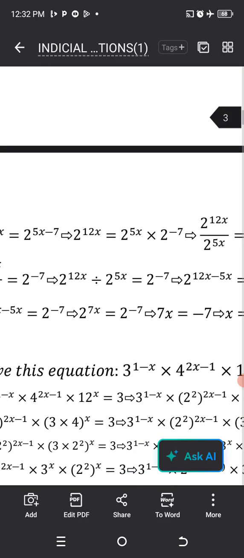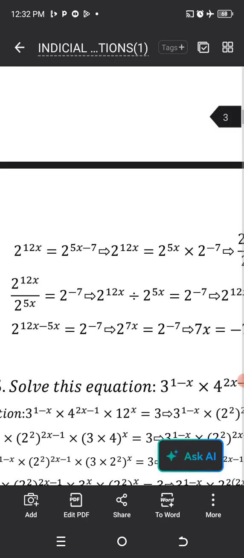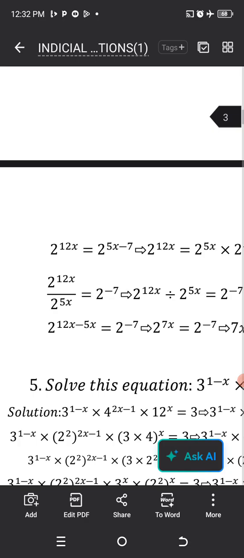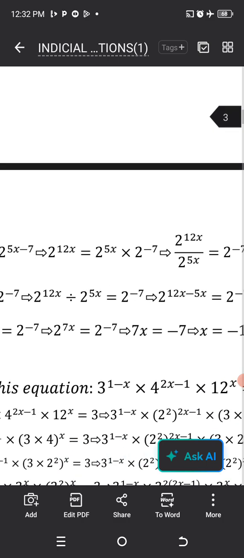Writing that and collecting the like terms, that is 12x minus 5x equals minus 7. And 12x minus 5x is 7x. So if you divide both sides by 7, you have x equal to minus 1.